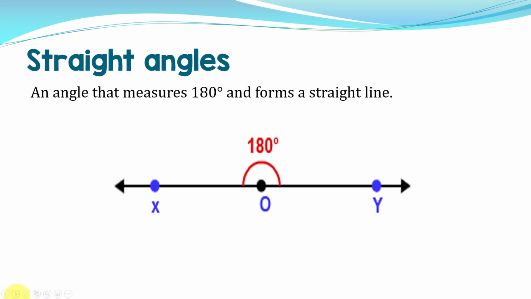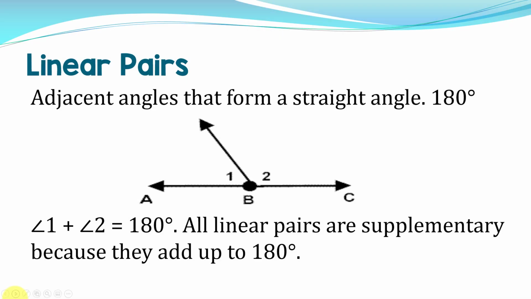All right, the definition of a straight angle is just an angle that measures 180, so it's going to form a straight line. Now, a linear pair are two angles that are adjacent and they form a straight angle. So now, instead of just the straight line, we have an angle in between there. So angles 1 and 2 add up to 180. All linear pairs are supplementary because they all would add up to 180. So we can call this a linear pair. We can call them supplementary angles, adjacent angles.